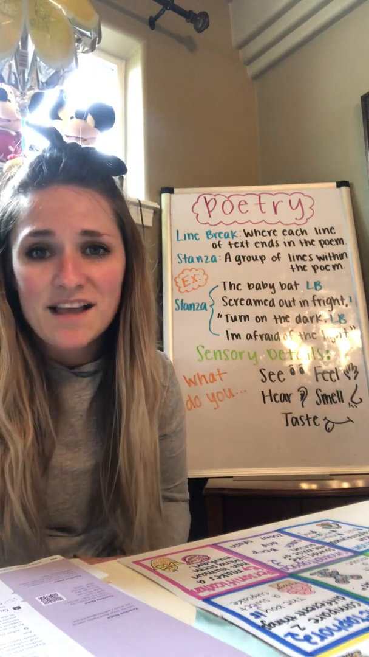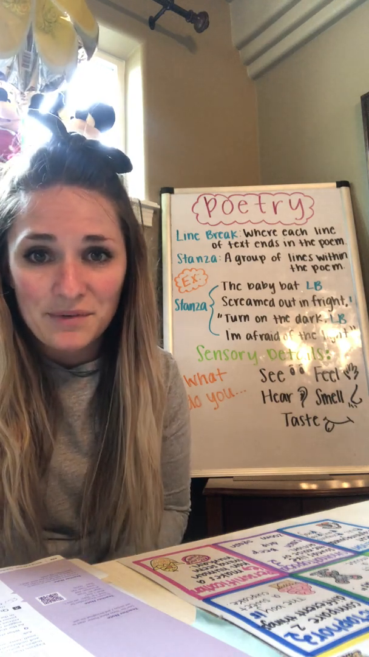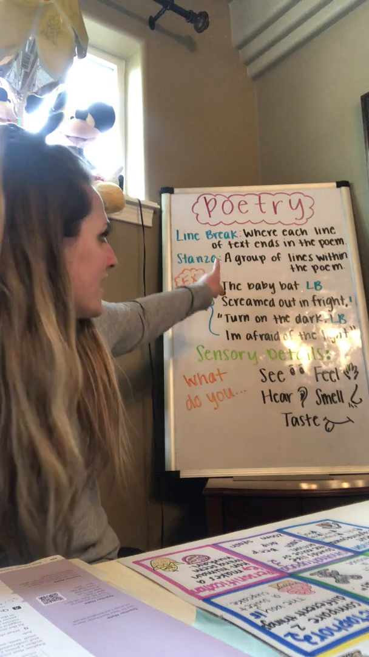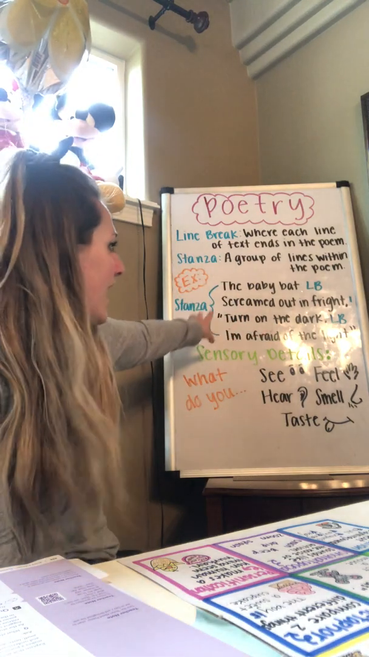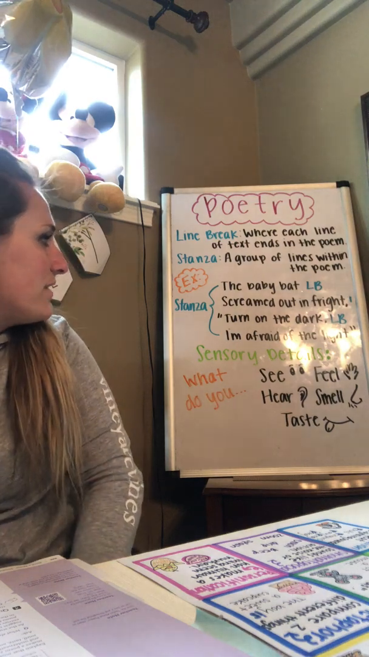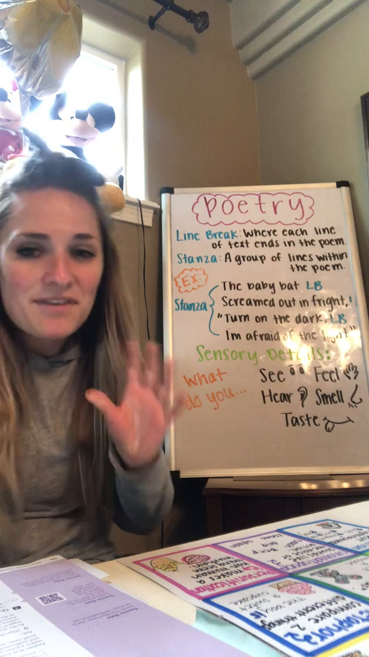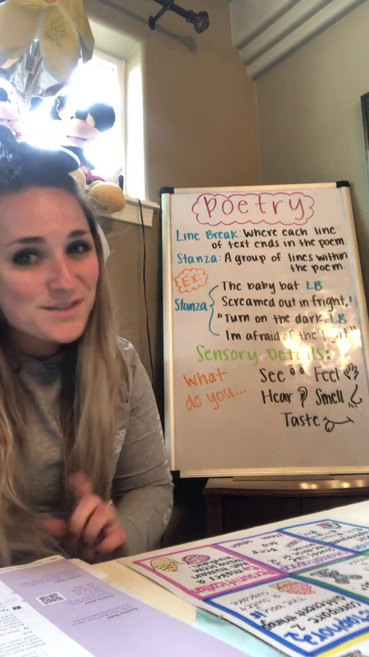So first, parts of a poem. Two really big parts that I want you to focus on while you're listening to the poem and looking at the one that I'm going to read later are the line breaks and stanzas. So I have a little example right here. It says, "The baby bat screamed out in fright, turn on the dark, I'm afraid of the light." So some of you might hear that little rhyming there. That's one part of poetry.